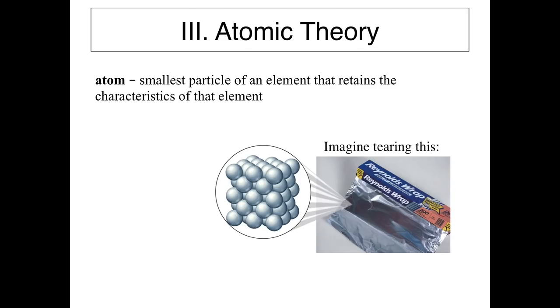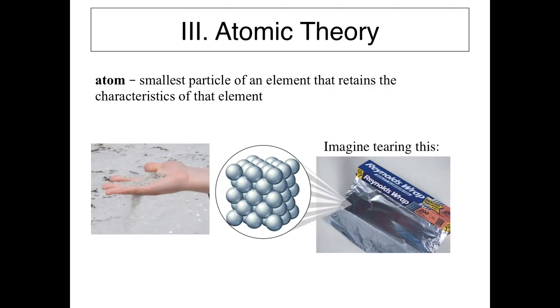The definition of an atom is the smallest particle of an element that retains the characteristics of that element. How small is an atom, you may ask? This is so mind-boggling that to give you an idea of how small the atom is, imagine holding a clump of sand in your hand. Now zooming into that one grain of sand, and sand is made out of silicon atoms. In that one grain of sand, how many silicon atoms do you think there are?